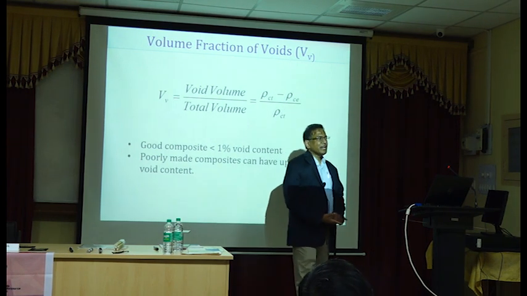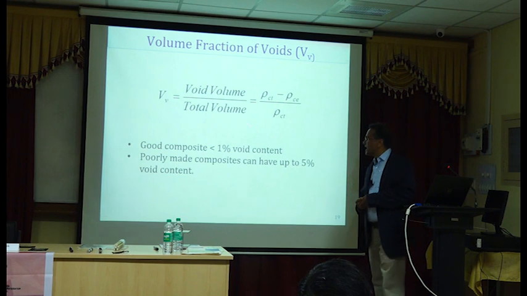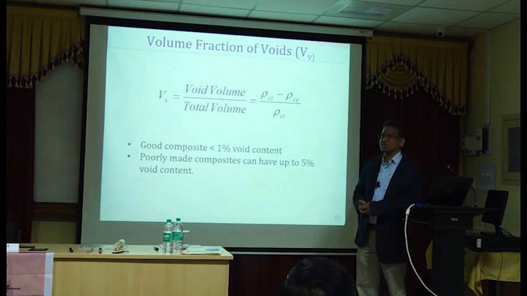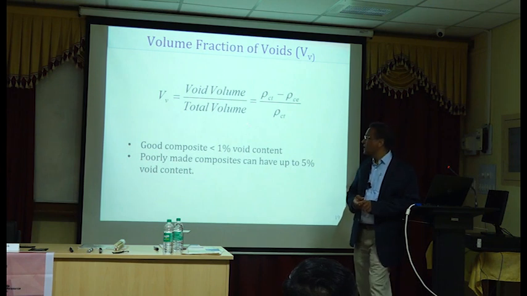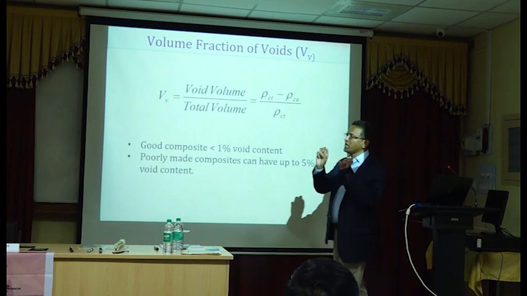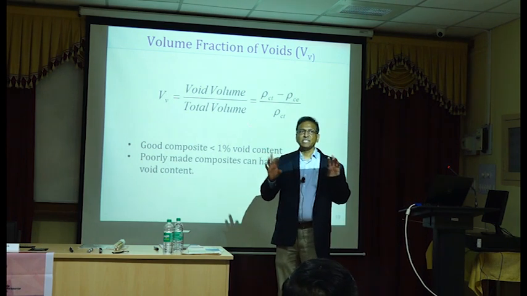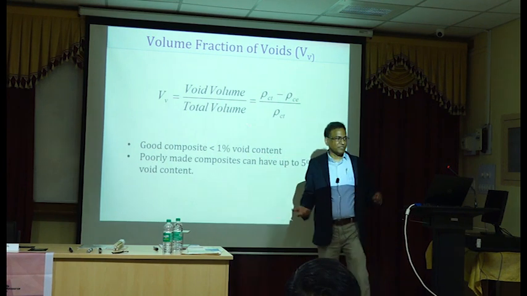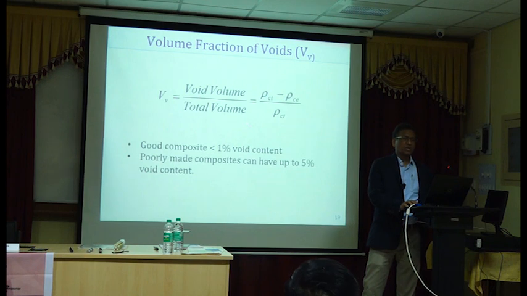So what do you do with that? Generally it is considered that if the void content is less than 1%, that's a good composite. You have made it really well. If it is greater than 1%, then you can have other problems. Water can penetrate, it will stay in those voids, and if there are freezing and thawing cycles, then you may have some other issues.